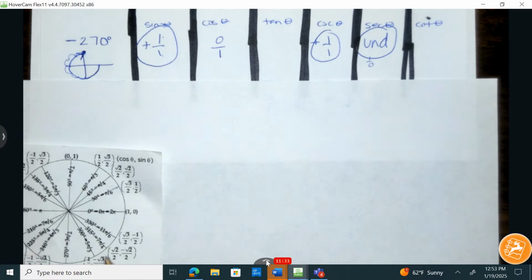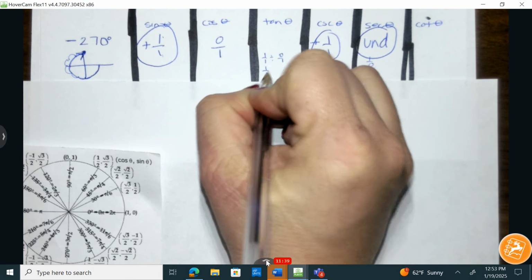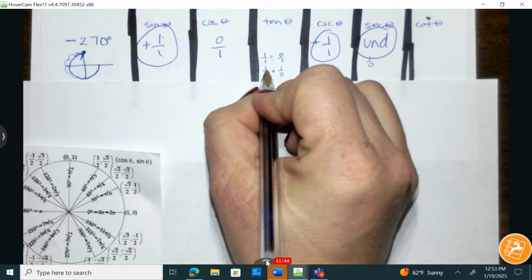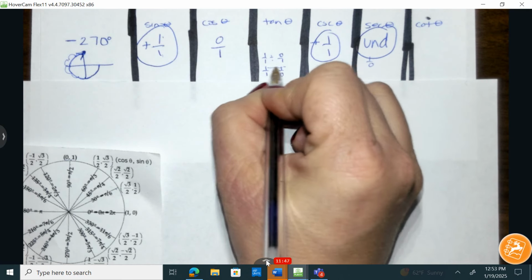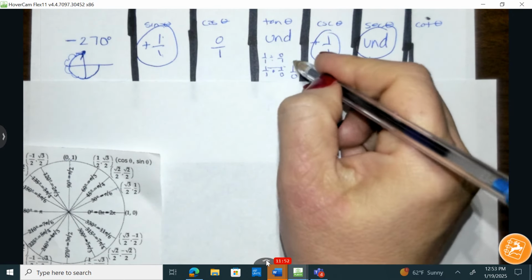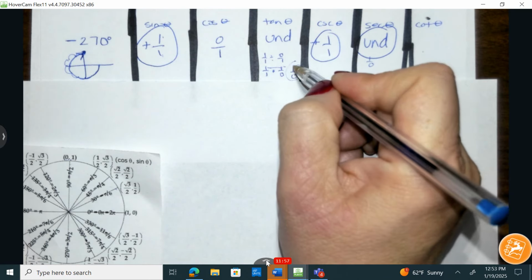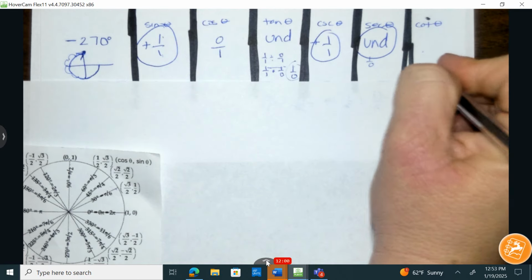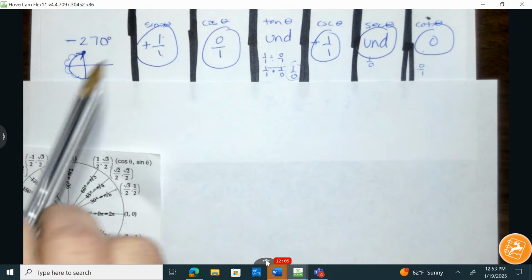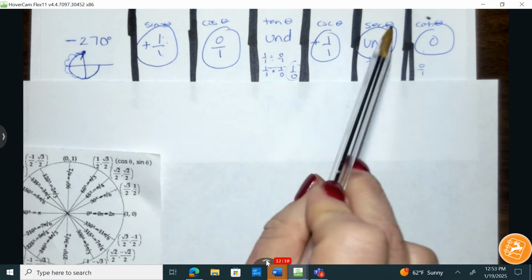How do I figure out the tangent? Tangent is sine divided by cosine. So 1 over 1, switch division to multiplying, and take the reciprocal, which is 1 over 0. Now when you multiply straight across, 1 times 1 is 1, 1 times 0 is 0, and again I get undefined because I'd end up with 1 over 0. Now when I take the reciprocal for cotangent, 1 over 0 becomes 0 over 1, which is equivalent to simply 0. So 1, 0, undefined, 1, undefined, and 0.